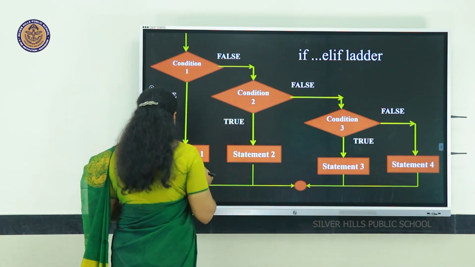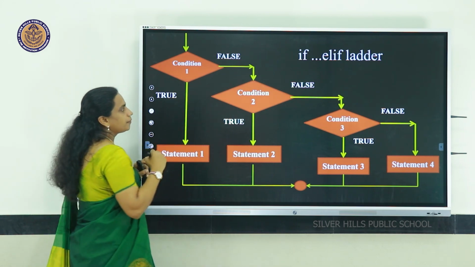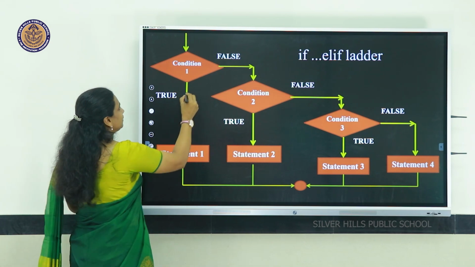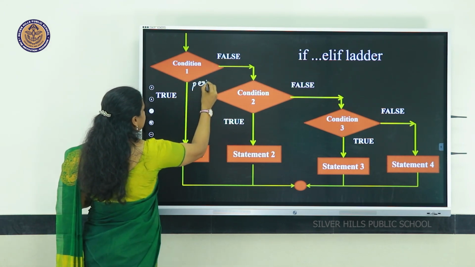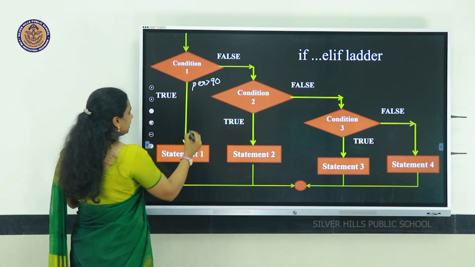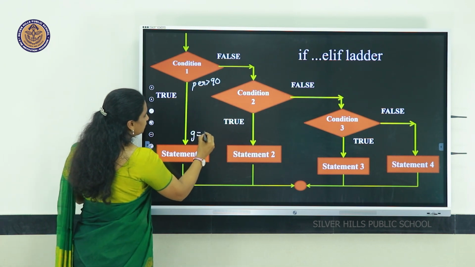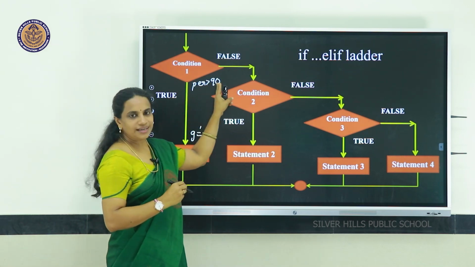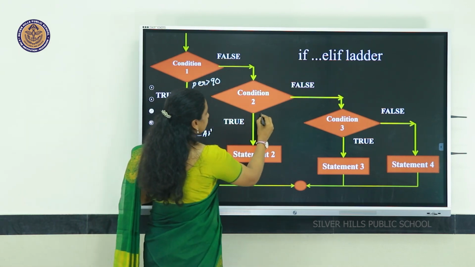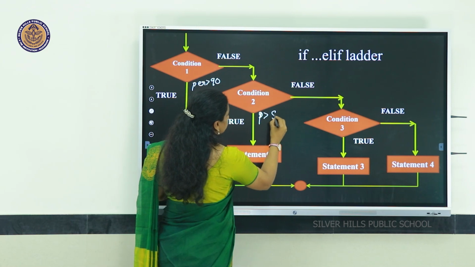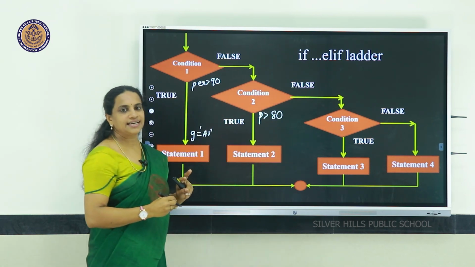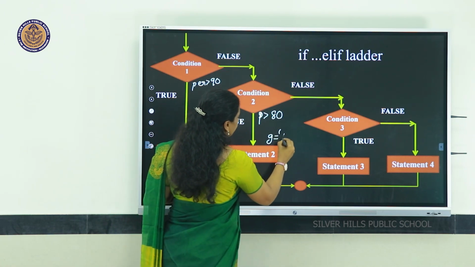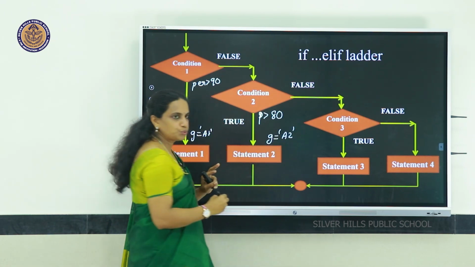Okay, I will give you one example here. In calculating the grade of a student, suppose that the percentage is greater than 90. If this condition is true, then you can assume that grade is equal to A1. Suppose the percentage is not greater than 90, then what is the next condition you have to check? You have to check whether the percentage is greater than 80. Then if the percentage is greater than 80, you can have the grade as A2.